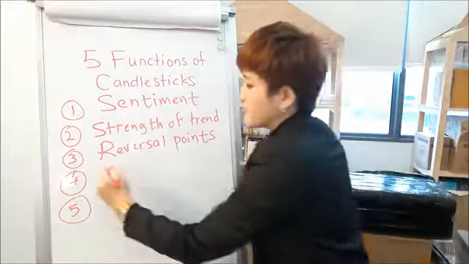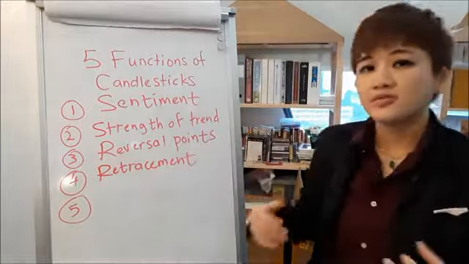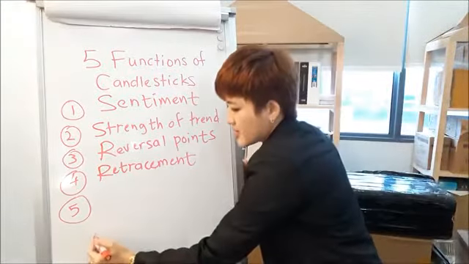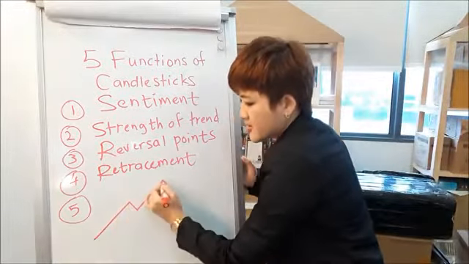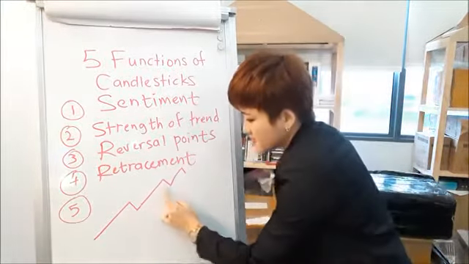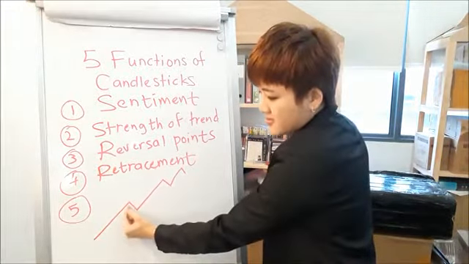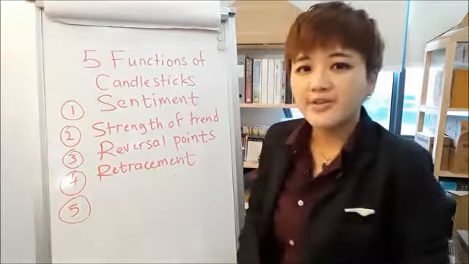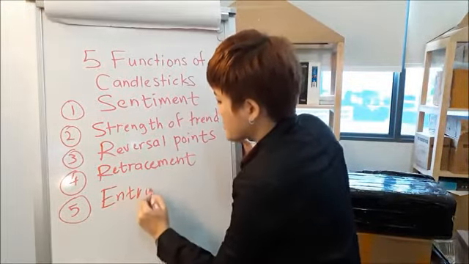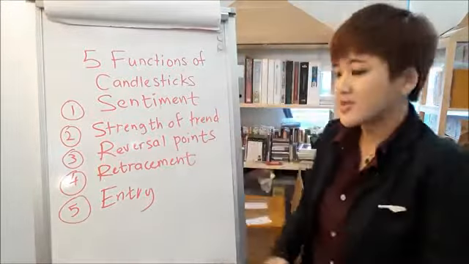Candlesticks can also tell you where a retracement is going to take place. Is there a temporary market correction? Because you know that the market goes up, retraces, goes up, retraces, goes up, retraces. So all these minor retracements, candlesticks can also tell you we are going to retrace right here and right here. So the fifth function is, it can potentially tell you this is a good place to enter, this is a good time to enter.